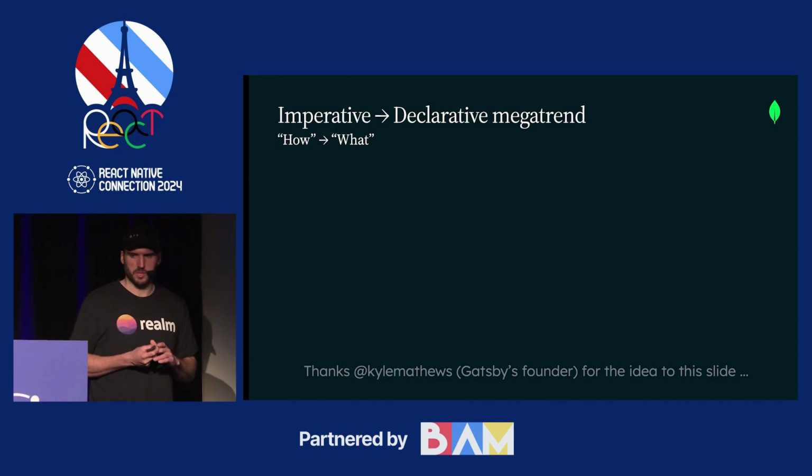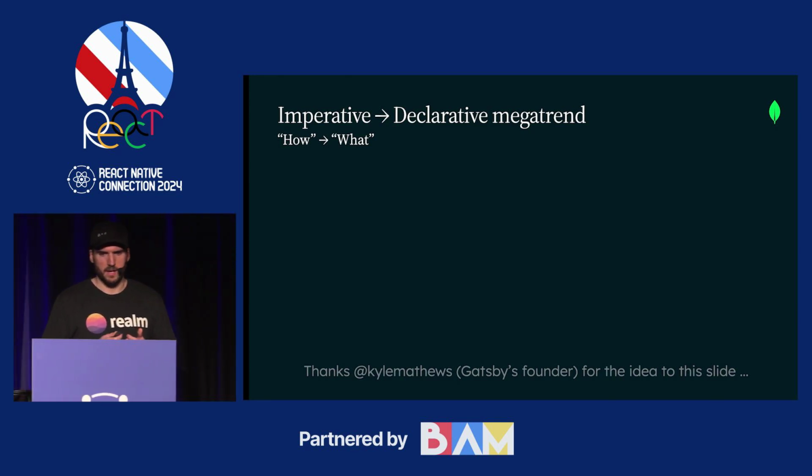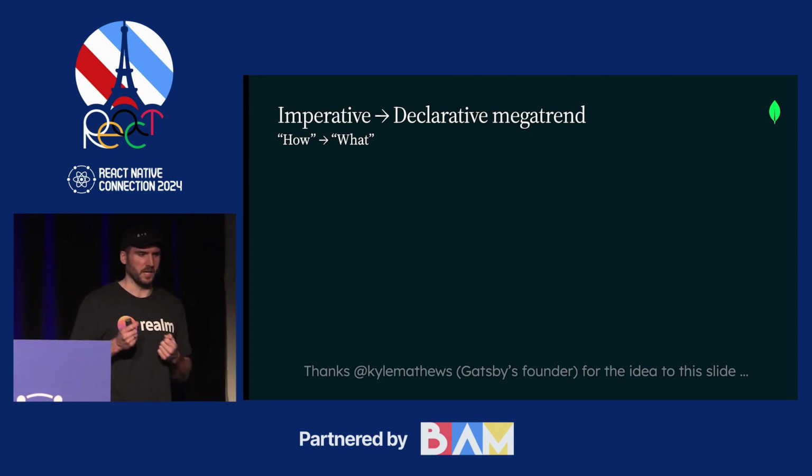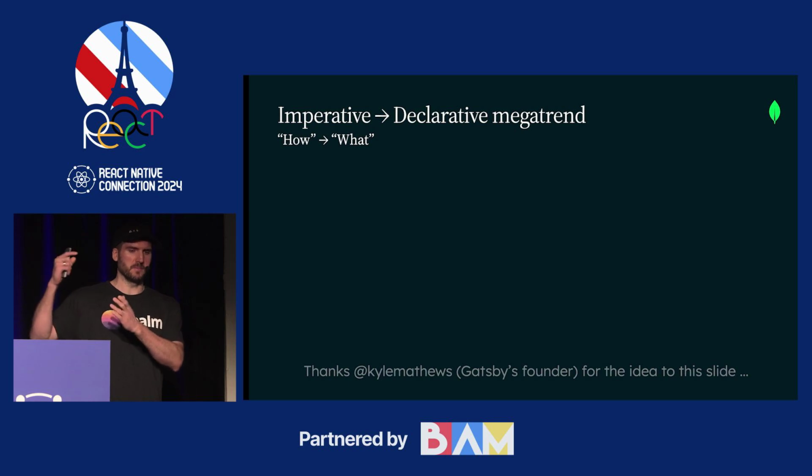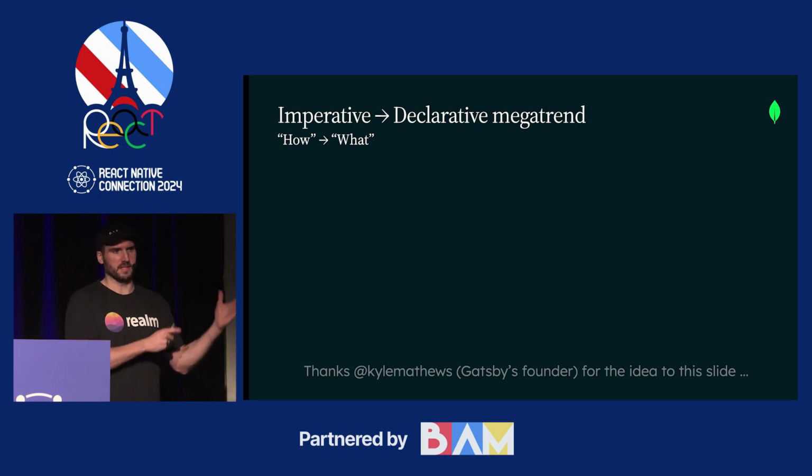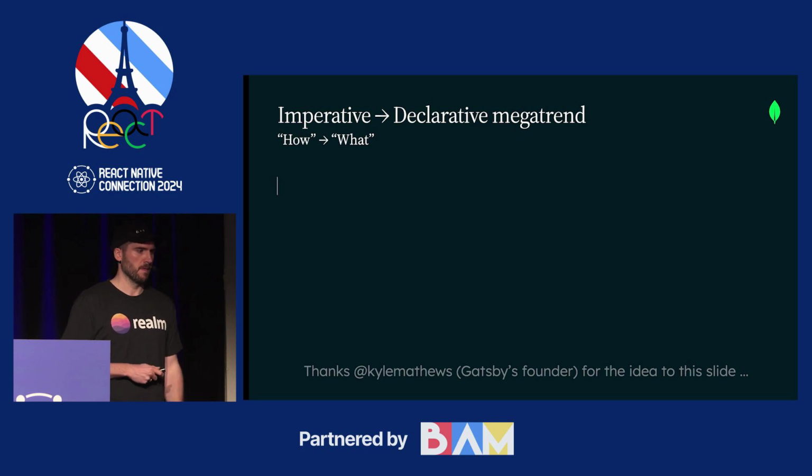Great. So taking one step back, I think we could see local first as a piece of a megatrend that we see. This idea about going from imperative to declarative, going from describing the individual steps that an app needs to do to describing the end state that we want to have.